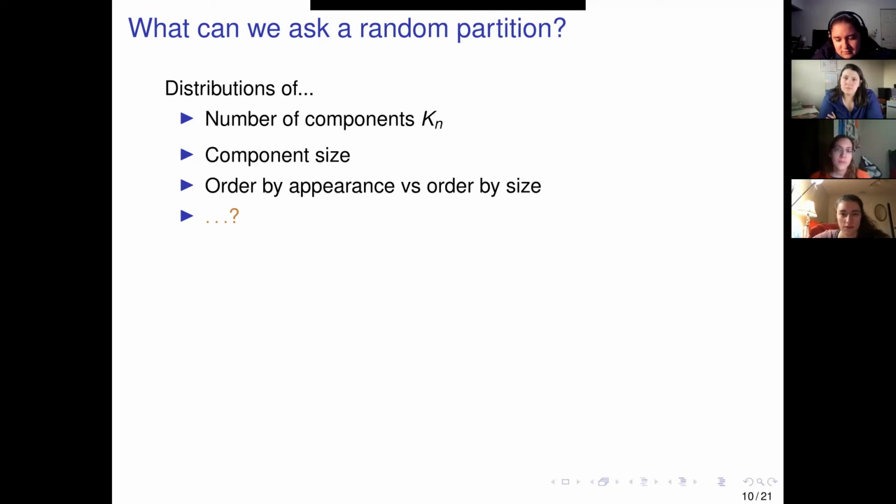Being the first piece, you're more likely to be big, but it doesn't mean that you have to be the biggest. Because if you choose a number uniformly between 1 and n, you have a positive probability of choosing 1. So then you might break off a little small piece, and then the next piece might be big, and so on. So there are a lot of questions concerning order by appearance versus order by size.